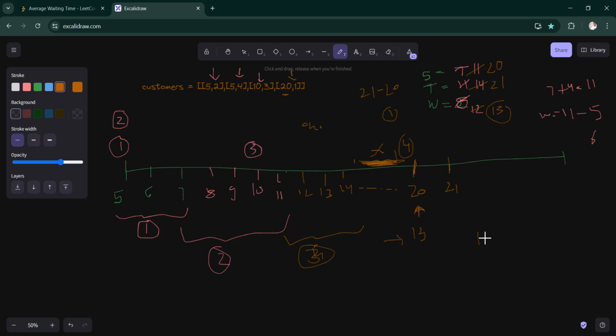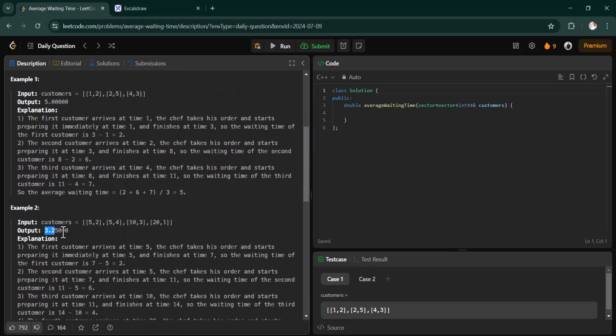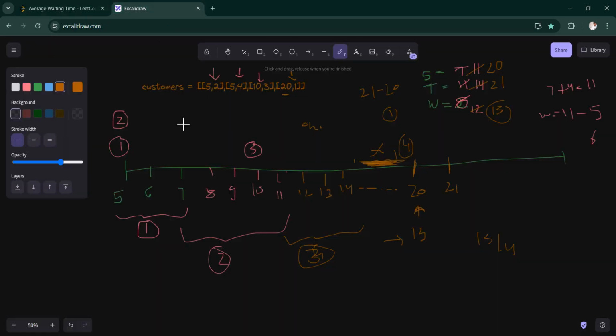Now what is the average? 13 divided by 4, so this will be our average, 3.25. So this is our answer. I think we have pretty well understood the question. Now let's jump to the solution.